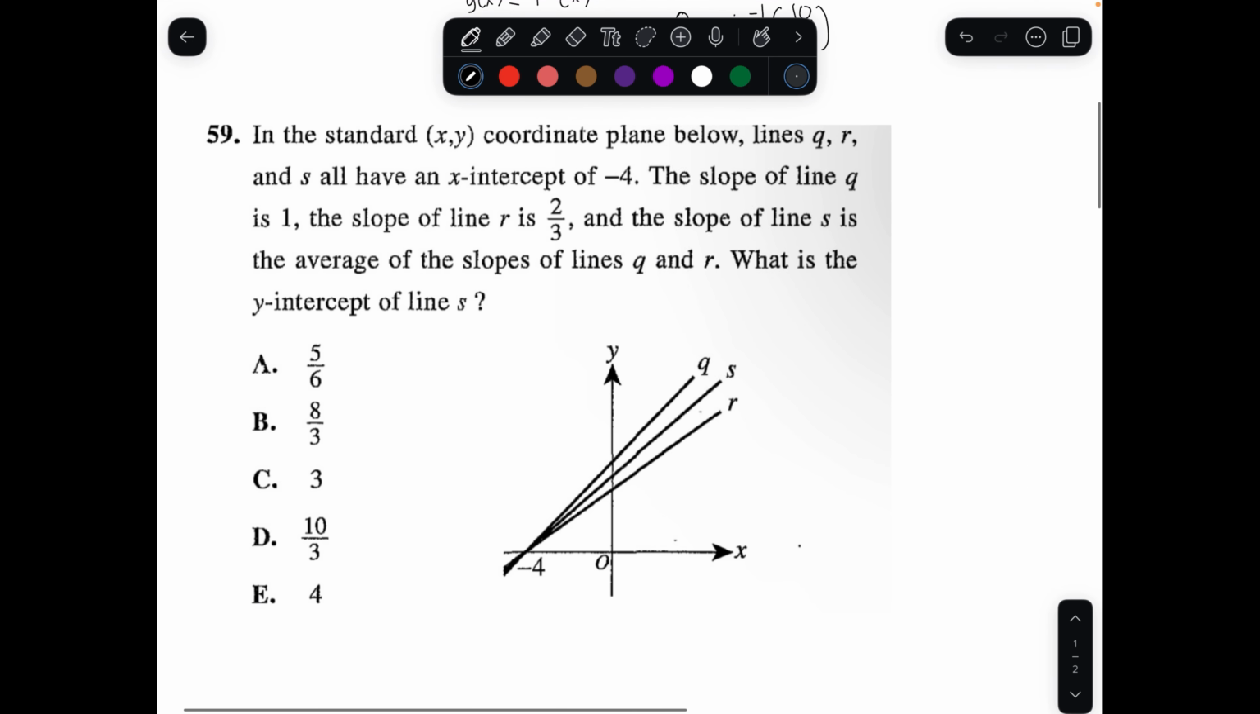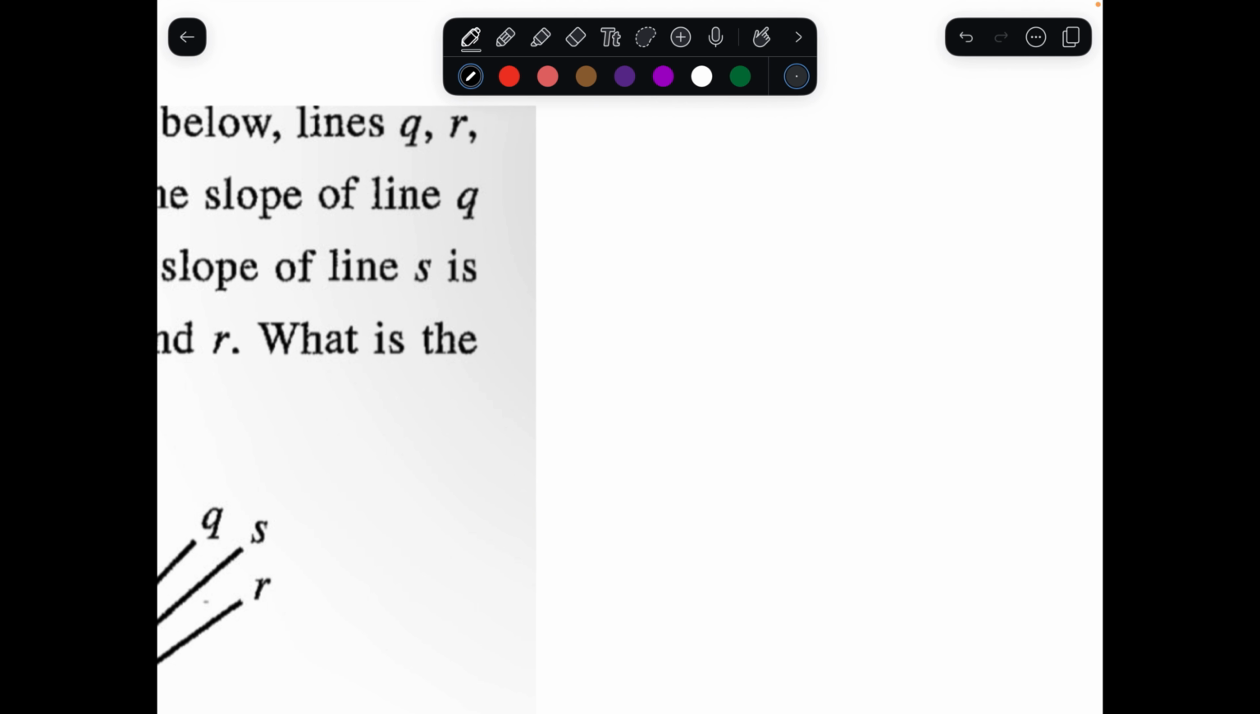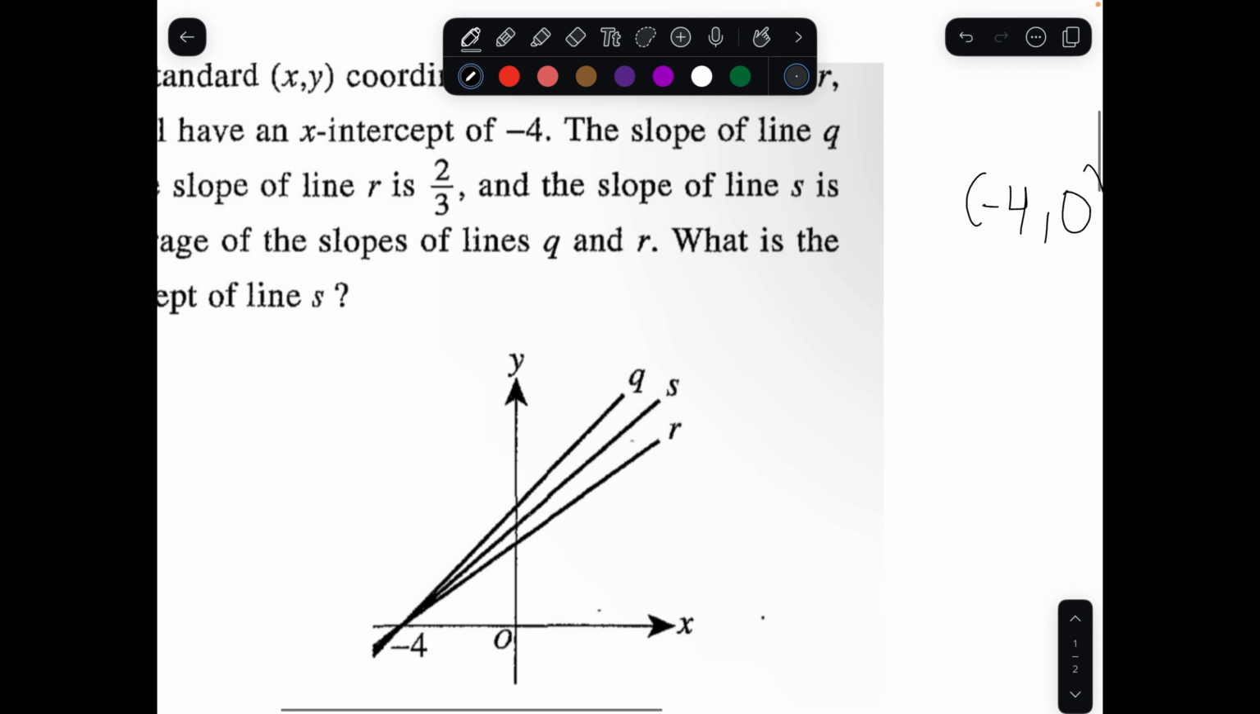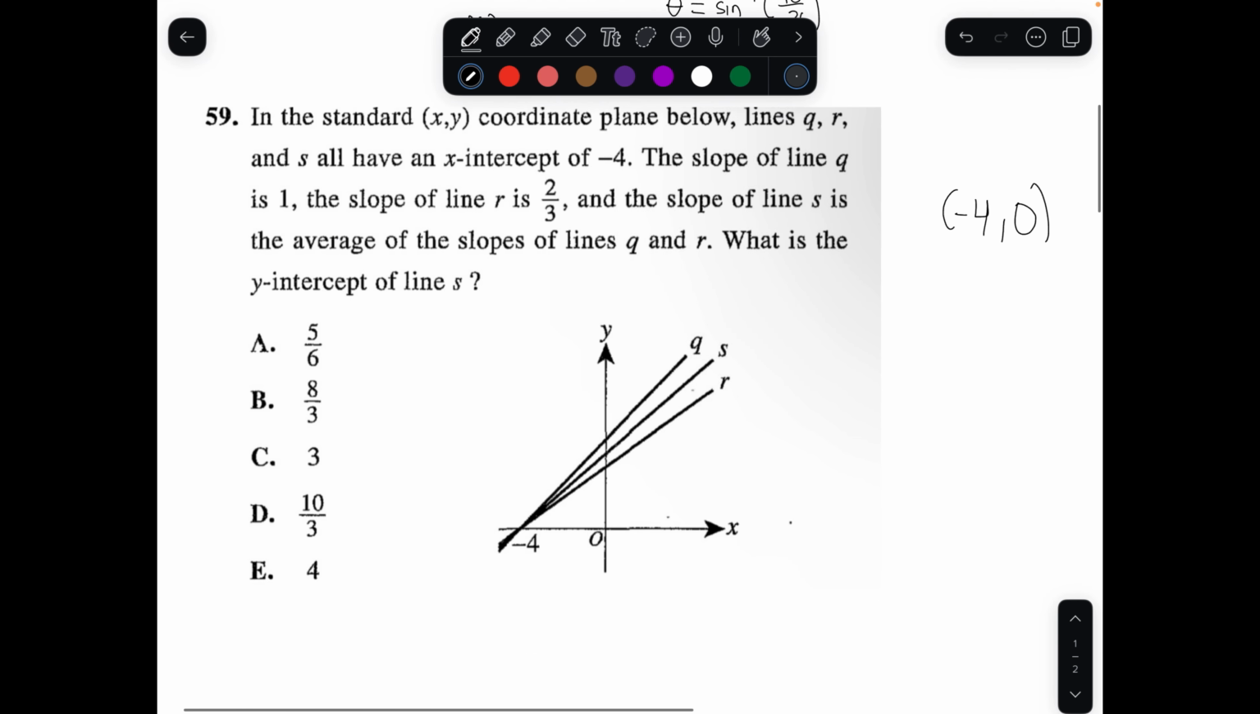On to the last question, question 59, which says, in the standard xy coordinate plane below, lines Q, R, and S all have an x-intercept of -4. An x-intercept is where a line crosses the horizontal axis, the x-axis. It's always written as x, comma, 0. The y-coordinate is always 0, so all these lines have the point -4, comma, 0.